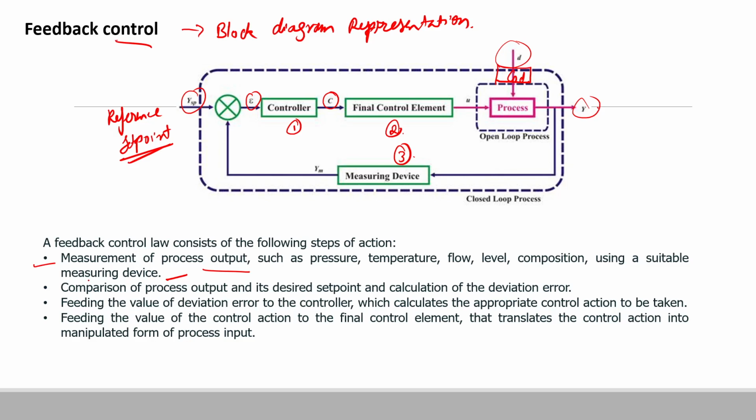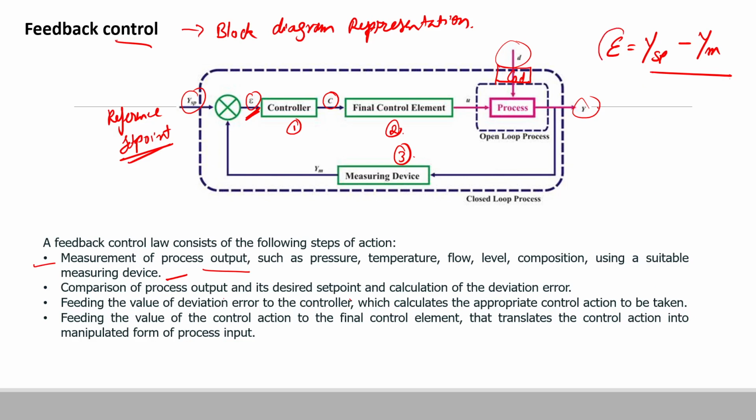And once we have measured this physical quantity, then we need to compare it with the desired set point. That is the comparison of the process output with the desired set point, and then we calculate the deviation, which we termed as error. So this error can be called as y set point minus y measurement. Then the value of the deviation error is fed to the controller, which calculates the appropriate control action to be taken.